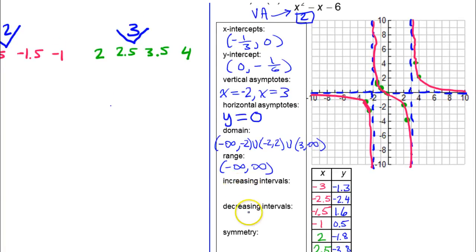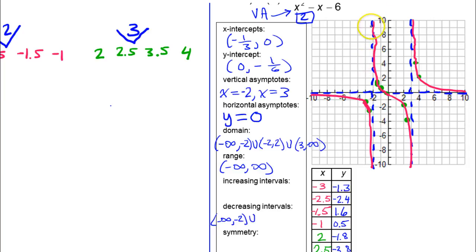Now let's talk about increasing and decreasing intervals. From left to right, let's take this one portion at a time. This first branch over here, from left to right, this is going downhill. So this is a decreasing interval. Now we're only doing x values for both of these. So this decreasing portion, it comes in from negative infinity and it continues until the first asymptote. So this is decreasing and it goes from negative infinity to negative 2.